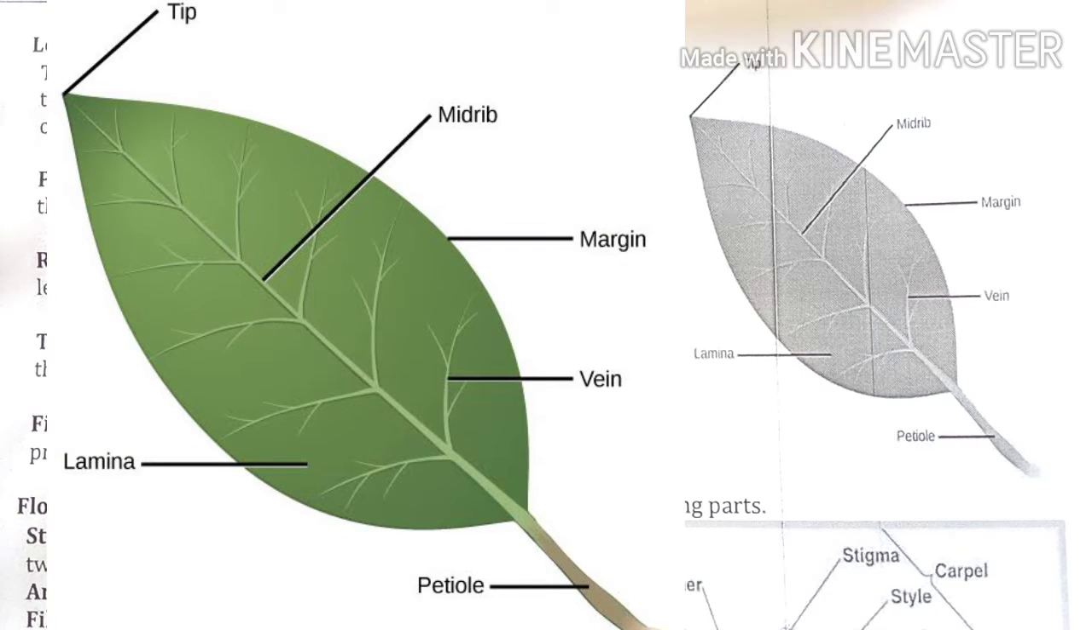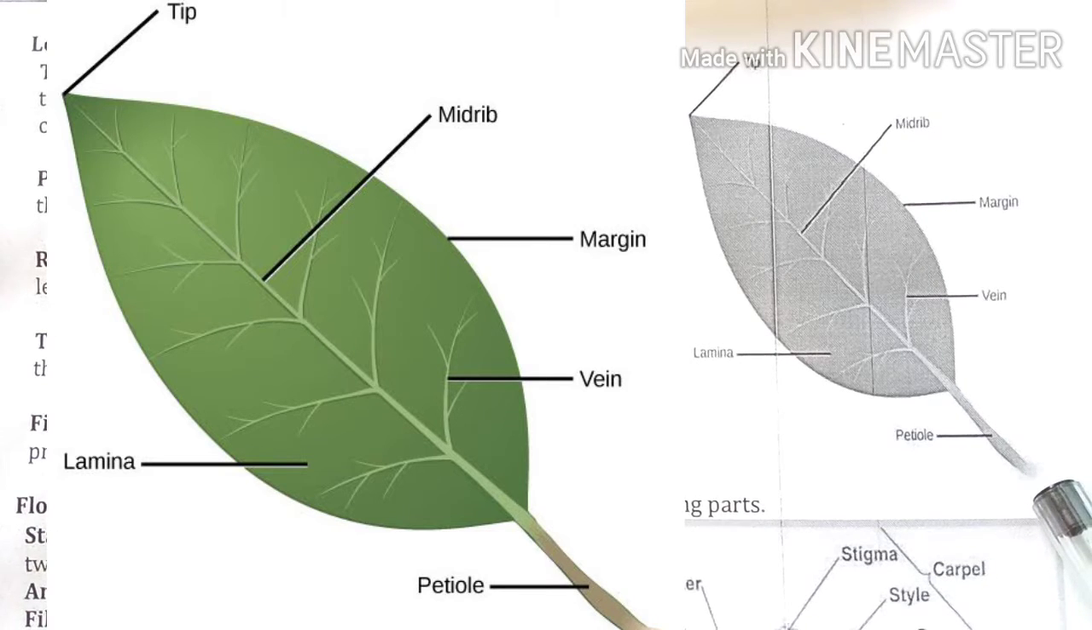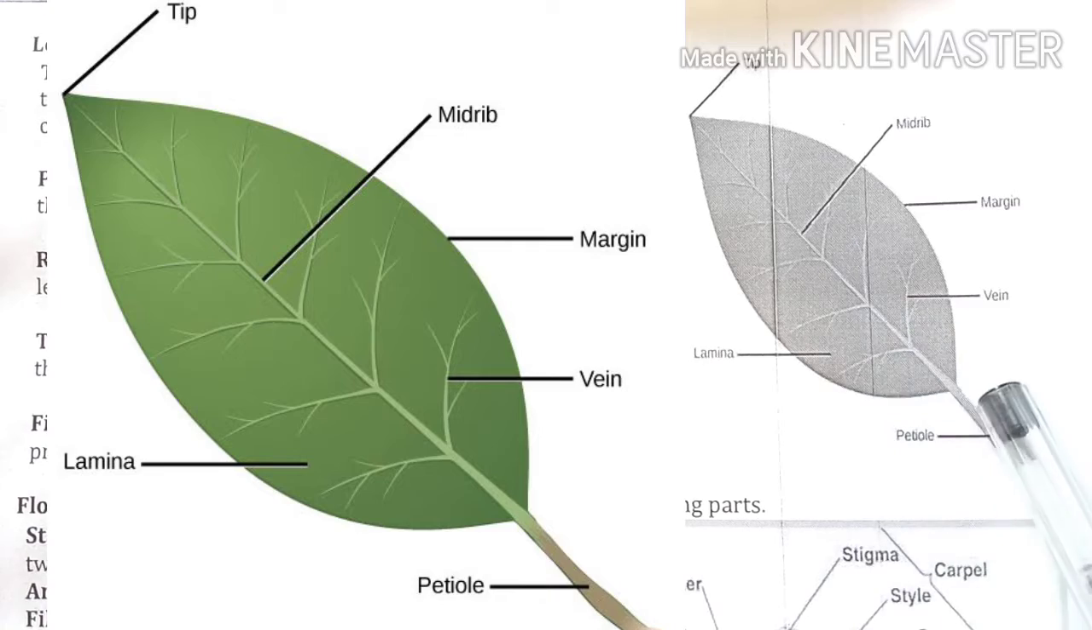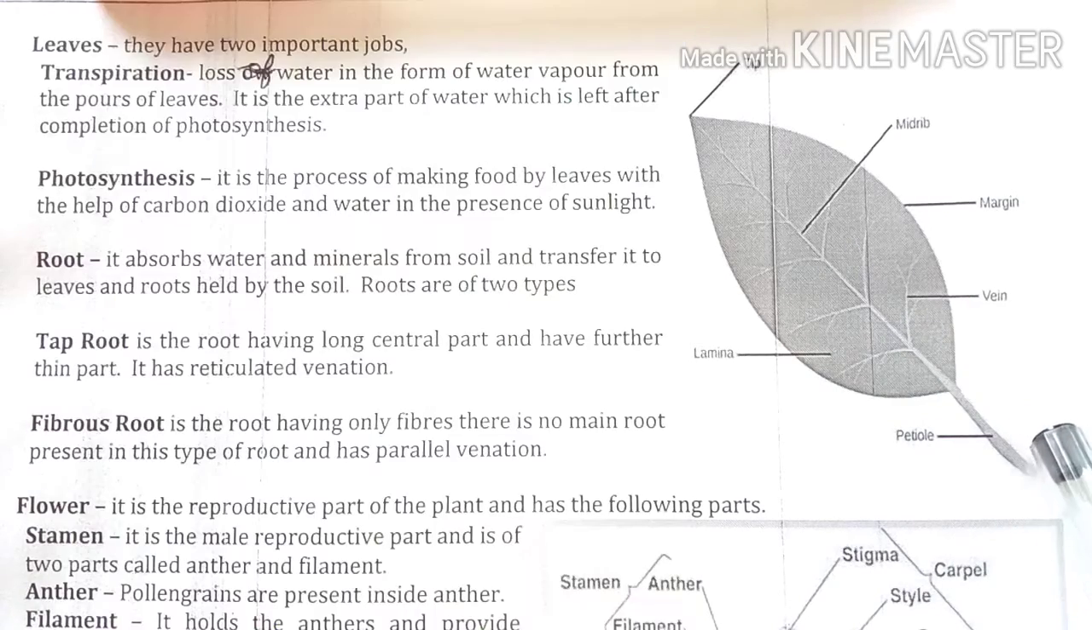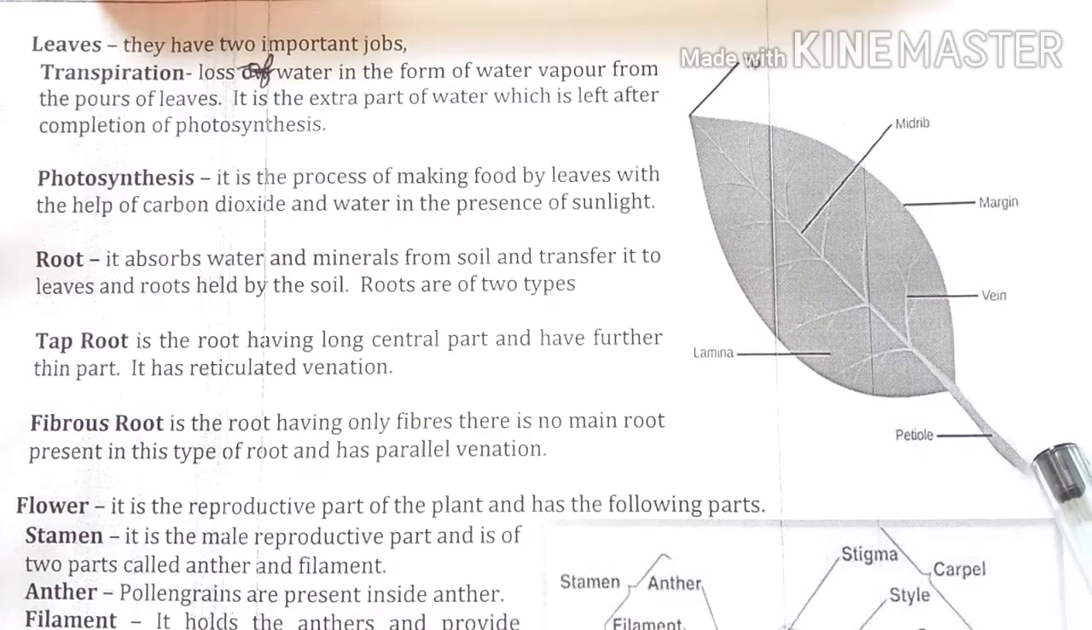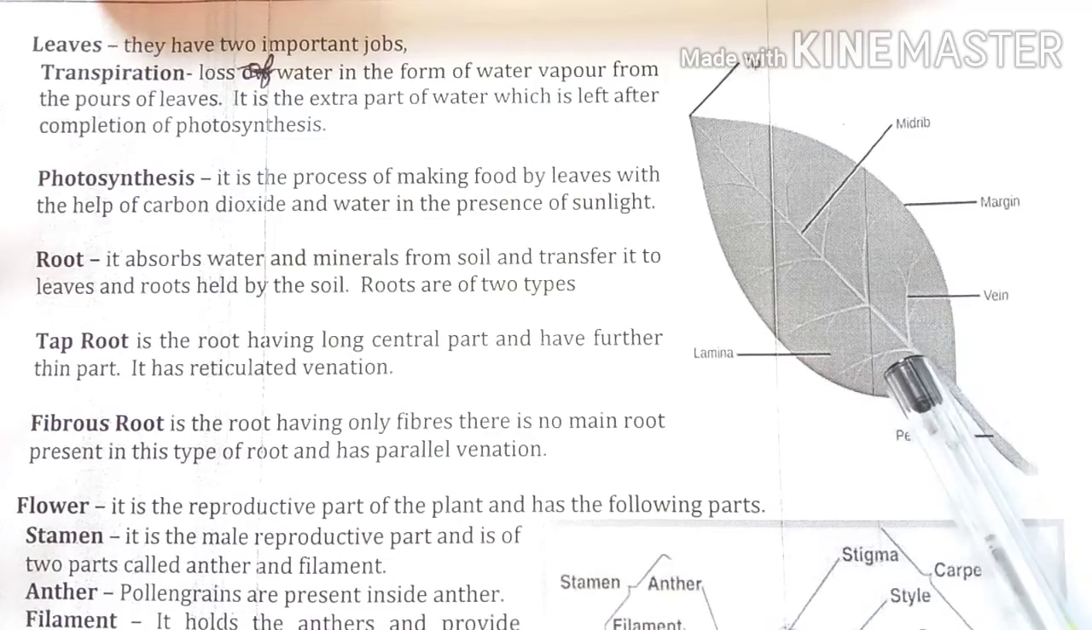So let us understand the leaf part with the help of a diagram. Here the main part which is connected to the stem part is called petiole. This petiole further continues as the midrib. The petiole is a little bit thick in size, and starting from the leaf, the petiole moves into a thin part, and this part is called midrib.